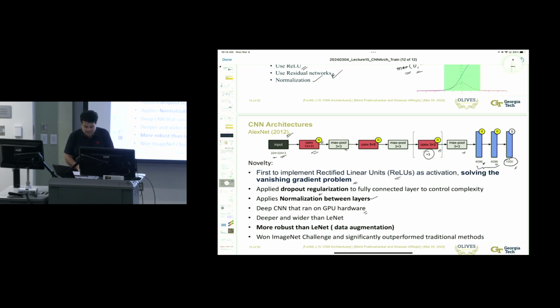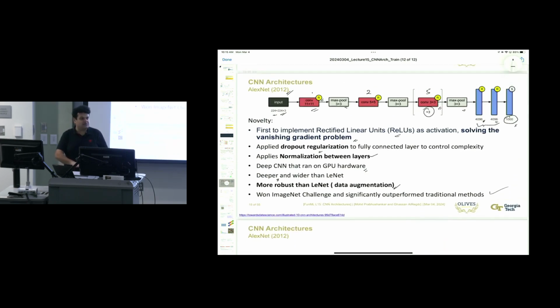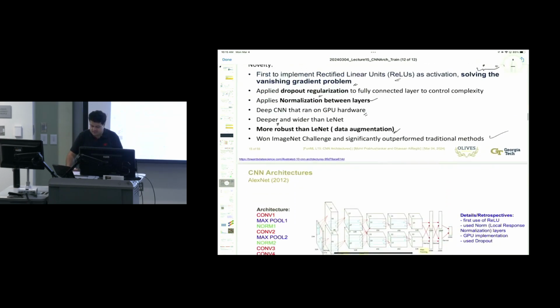So you can clearly see that it's a deeper architecture. We have 1, 2, and 5 convolution layers instead of having just 2 convolution layers before. It's also more robust. It has something called data augmentation. We'll talk about data augmentation later as well. It won the ImageNet challenge and significantly outperformed the traditional methods. I have a slide about that, and we'll talk about what that means in a little bit.